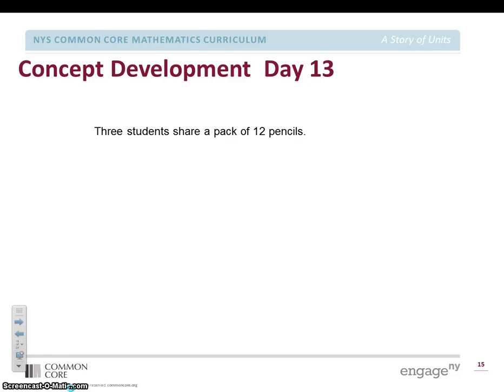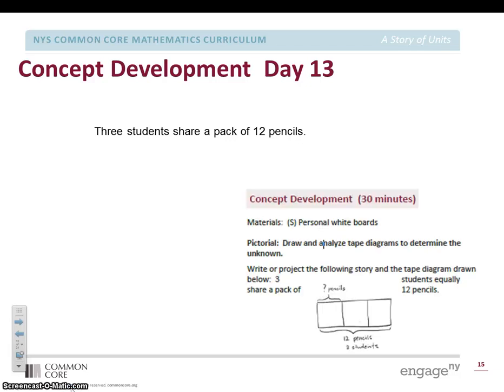3 students share a pack of 12 pencils, and you ask them to solve it. And the premise here is that they're going to build a tape diagram to help solve it, and so you're going to project the story problem and then help them with the tape diagram.